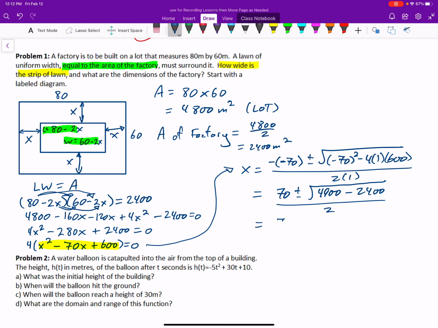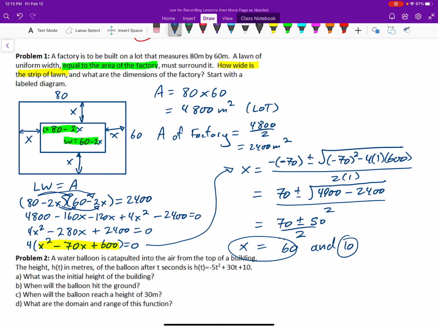When I take the square root of that, it actually works out to be 50. So that whole square root ends up being 50. So again, I'm going to get two answers. 70 plus 50 divided by 2 equals 60. And 70 minus 50 divided by 2: 70 minus 50 is 20, divided by 2 gives me 10. So being a quadratic, I've got these two solutions, x equals 60 and x equals 10.